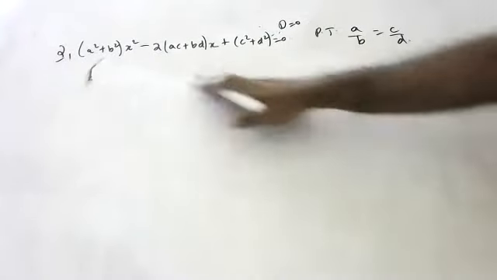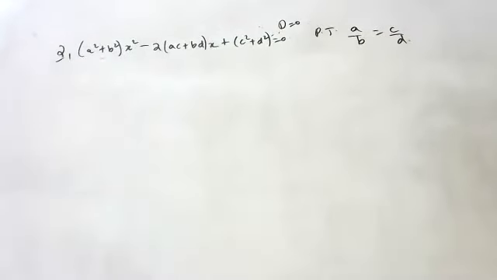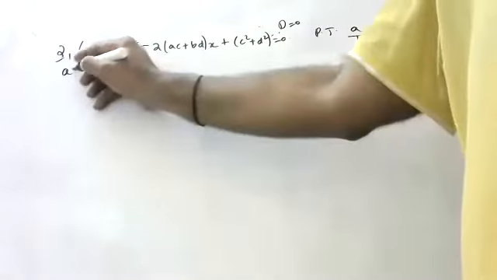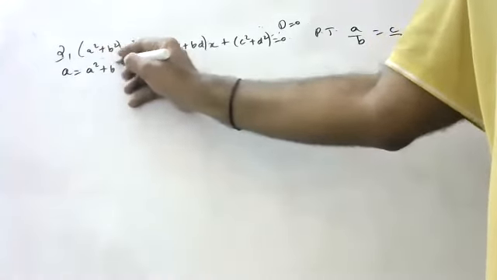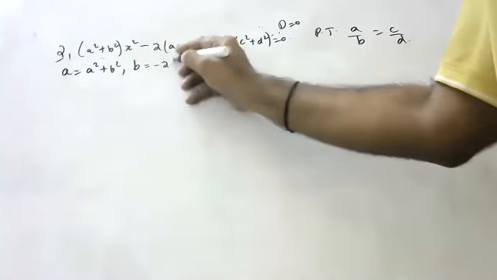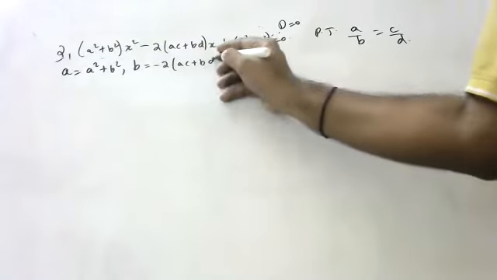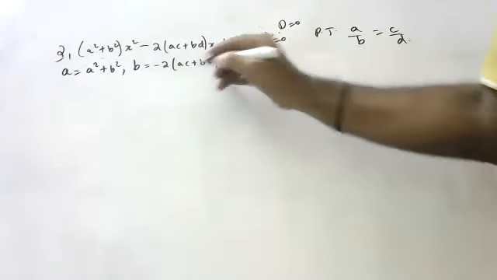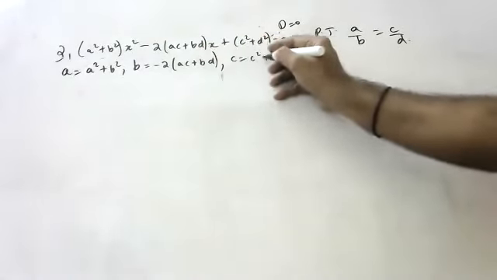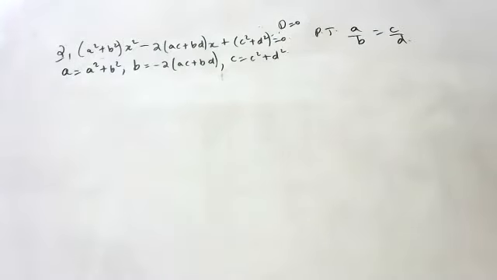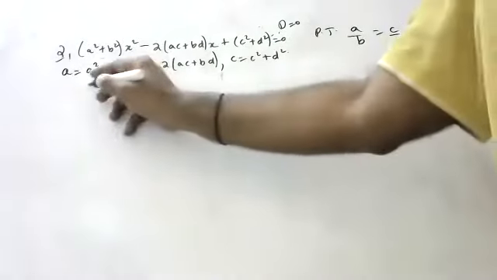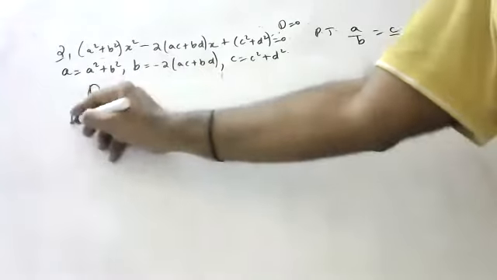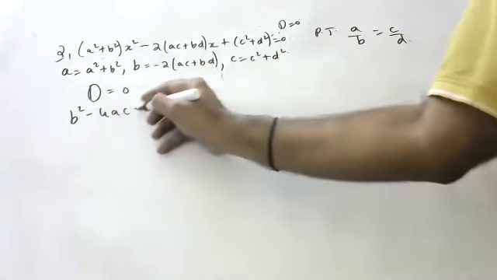Okay, children, anyone wants to say this sum? Any boys who can tell? A is equal to a square plus b square. B is equal to minus 2 into (ac plus bd), and C is equal to c square plus d square. So what is the condition, children? Discriminant should be equal to 0, means B square minus 4AC is equal to 0.